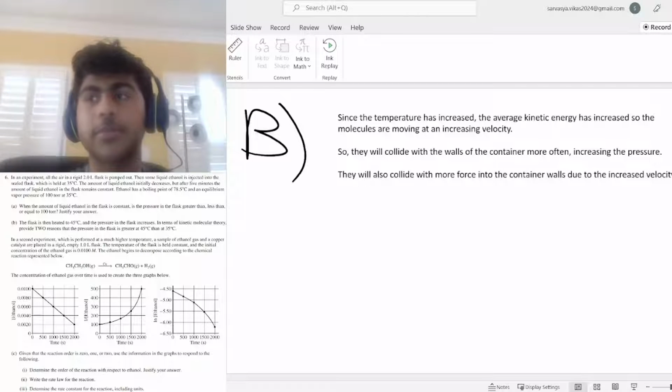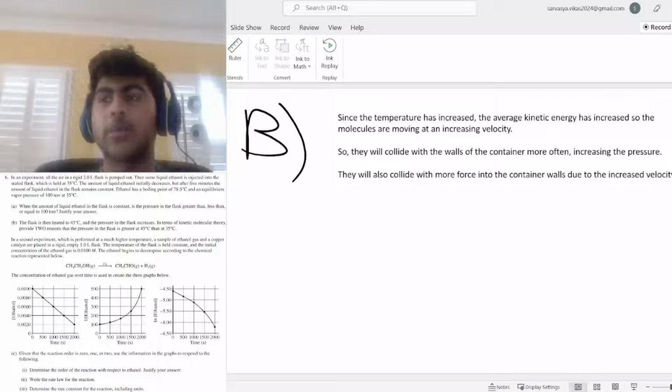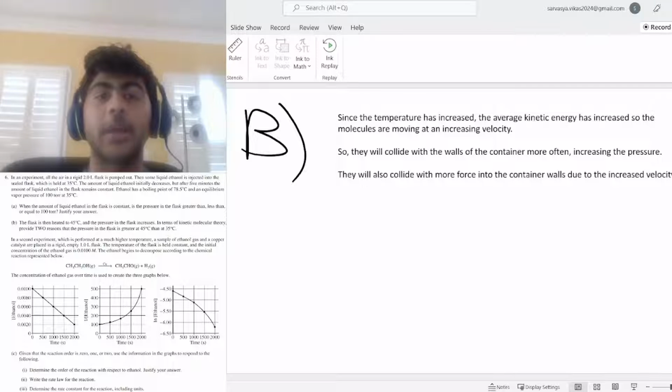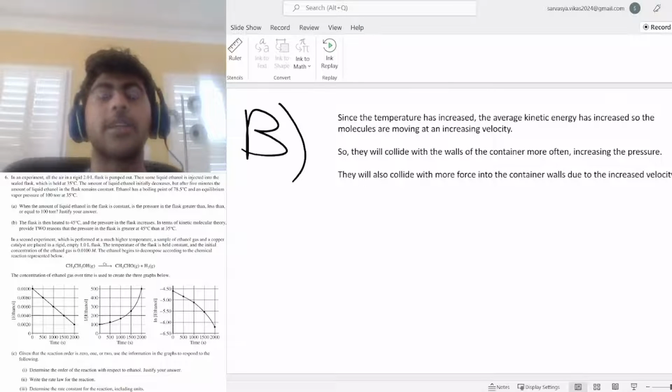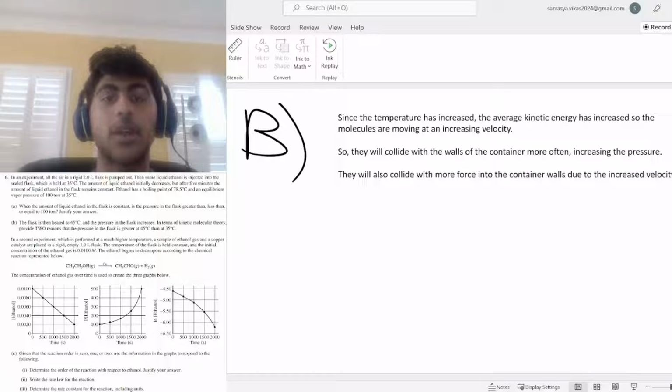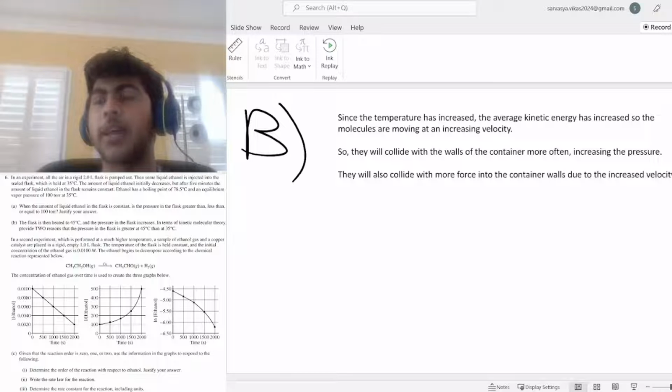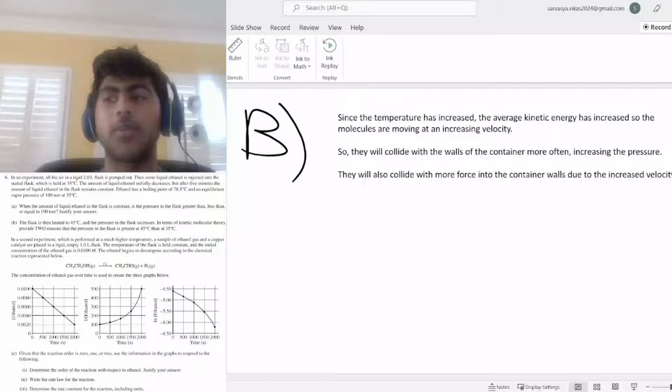Let's keep going. Alright, so for part C, we're told that in a second experiment, which is performed at a much higher temperature, a sample of ethanol gas and a copper catalyst are placed in a rigid empty flask of 1.0 liters. The temperature of the flask is held constant, and the initial concentration of the ethanol gas is 0.01 molar. The ethanol begins to decompose according to the chemical reaction represented below, and we're given that ethanol goes to two other gases. The concentration of ethanol gas over time is used to create the three graphs below.